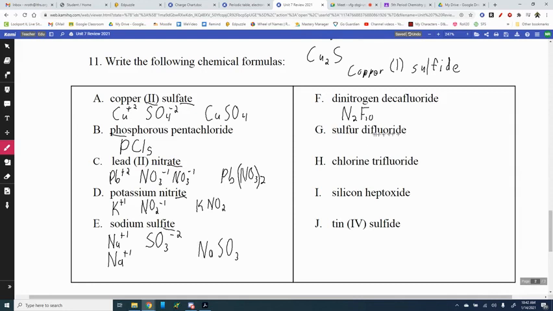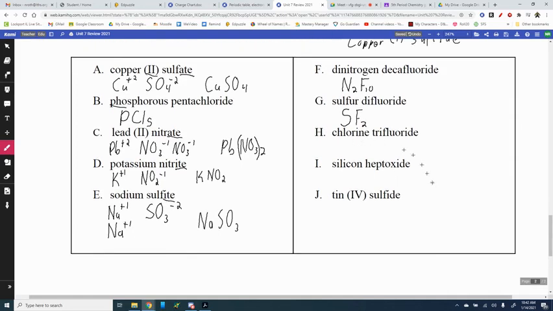Sulfur difluoride. Okay, so there is a prefix here, which again means covalent. There is no prefix for sulfur, which means there's just one of them. Again, fluoride is F, and there are two of them. So there we go. Chlorine trifluoride. So chlorine, I'm sorry, again, we have a prefix, so that means covalent. Chlorine, no prefix, which means there's one of them. Trifluoride means F3.